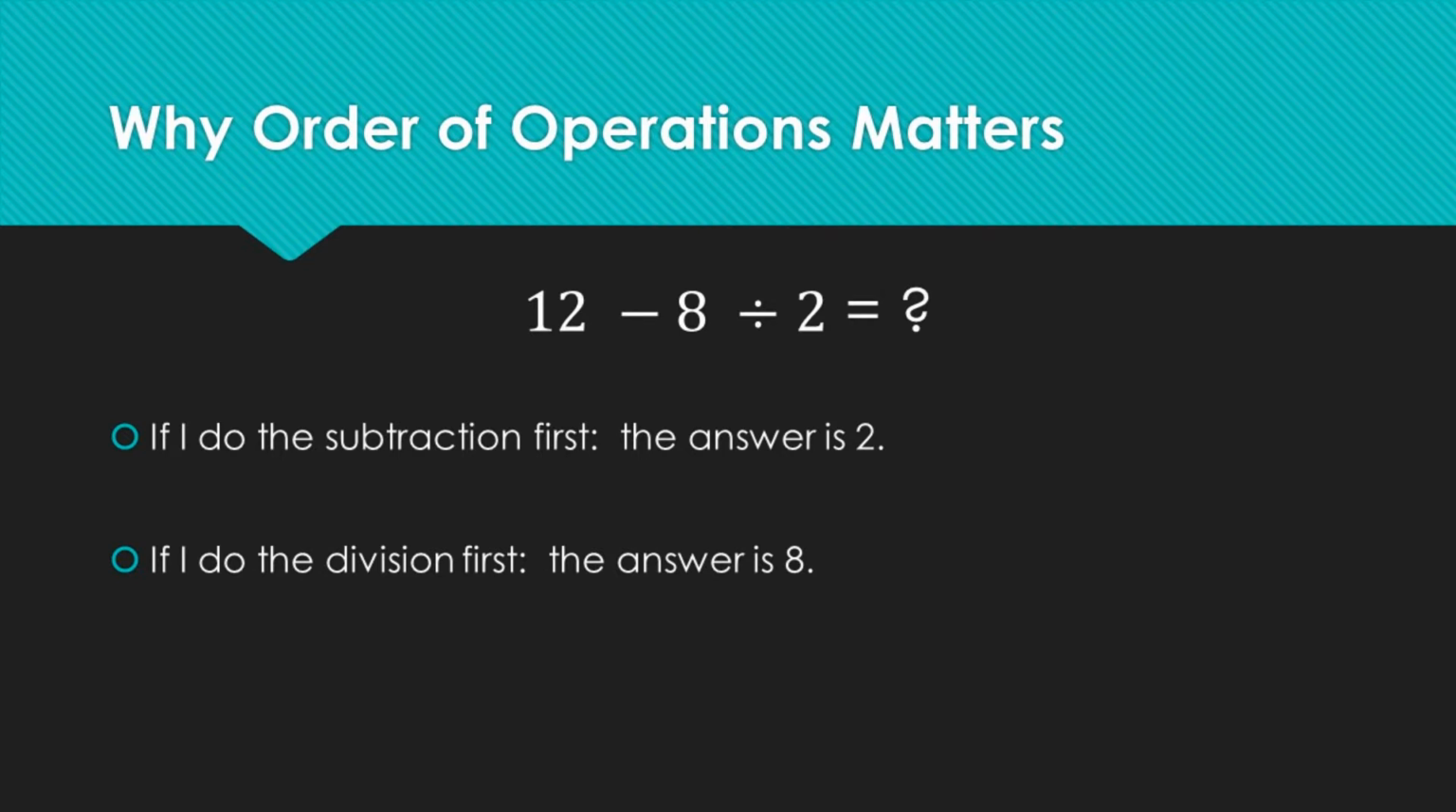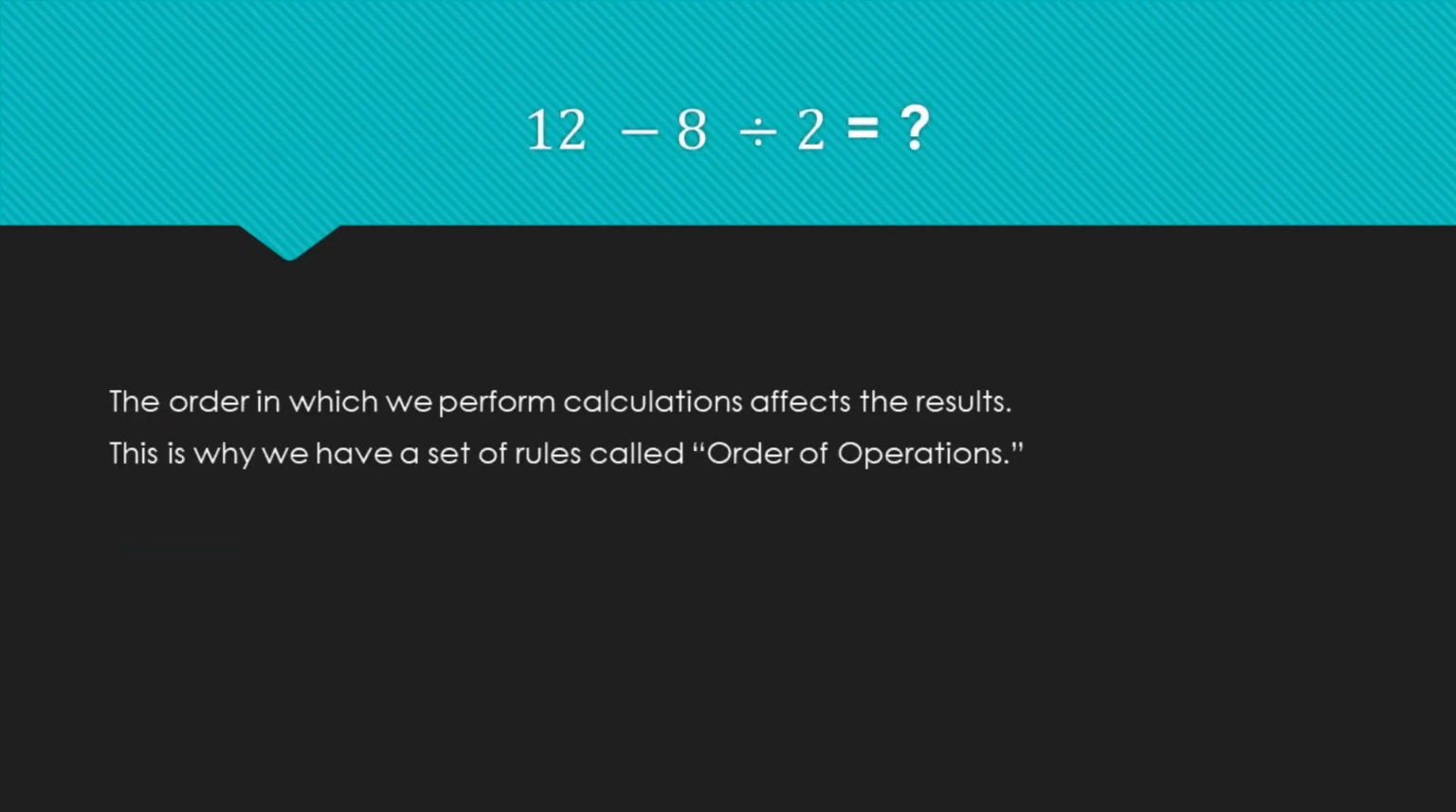Consider the simple equation, 12 minus 8 divided by 2 equals some number. If I do the subtraction first, followed by the division, the answer is 2. If I do the division first, followed by the subtraction, the answer is 8. The order in which we perform our calculations affects the result. This is why we need an order of operations.